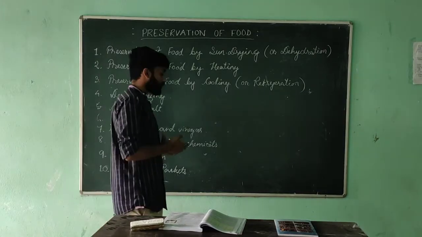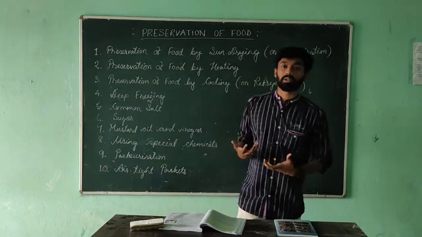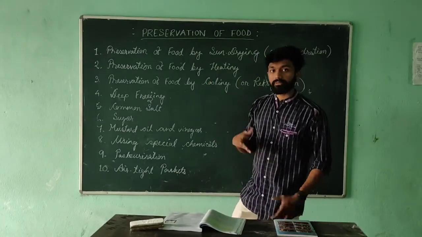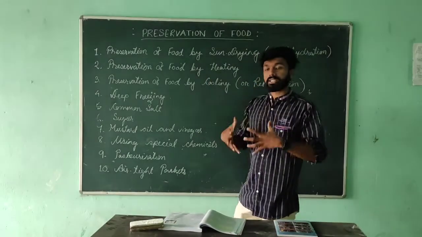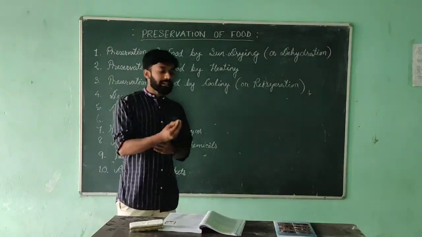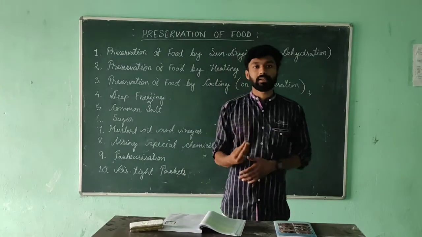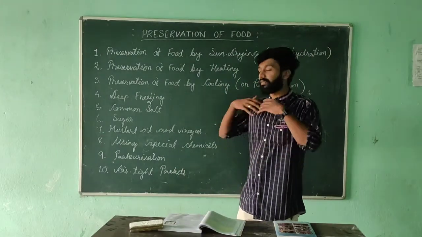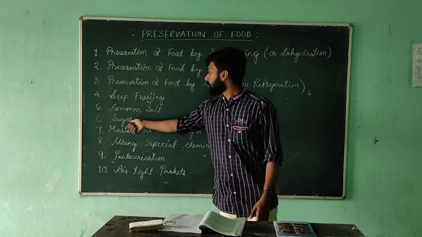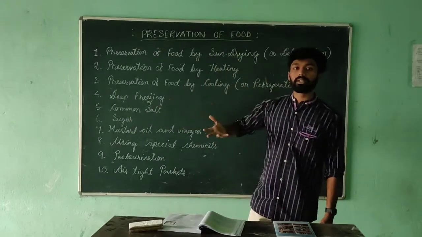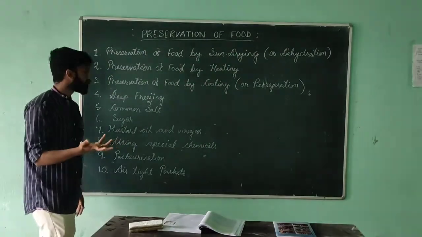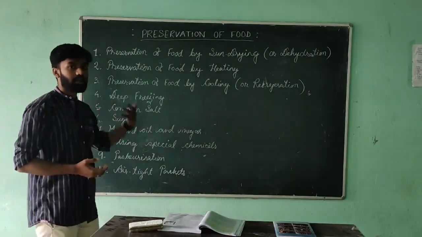Then the next one is common salt. Preservation by common salt, you know, pickling and all. If you keep the food in the presence of a large concentration of salt, then the bacteria cannot live in such an environment, because they will die. They cannot survive there. Then the next one is sugar. Similar to that one, like jellies, jams, and all. The sugar concentration is more, so there also the bacteria cannot survive easily.